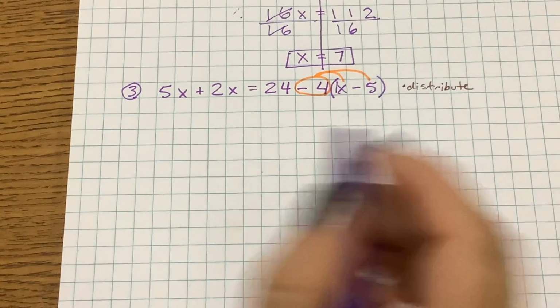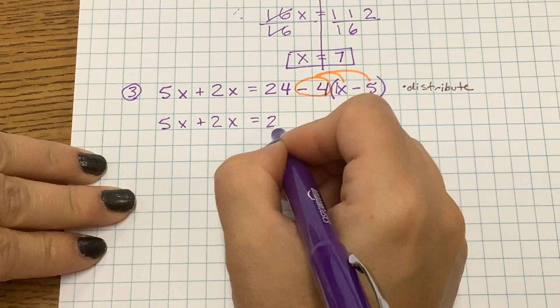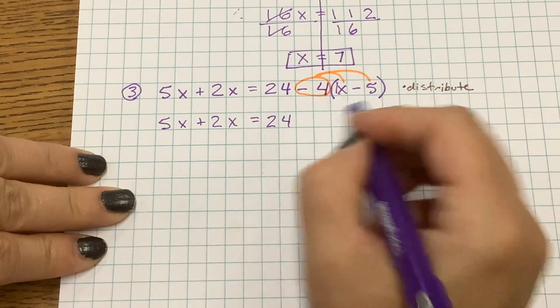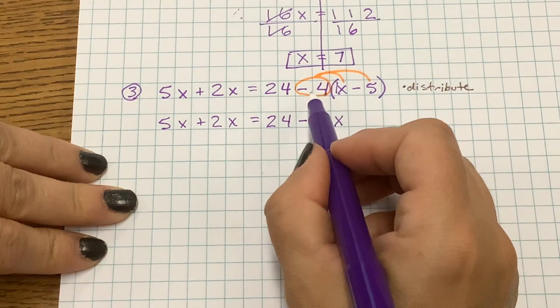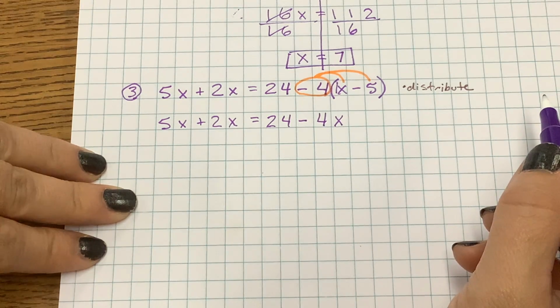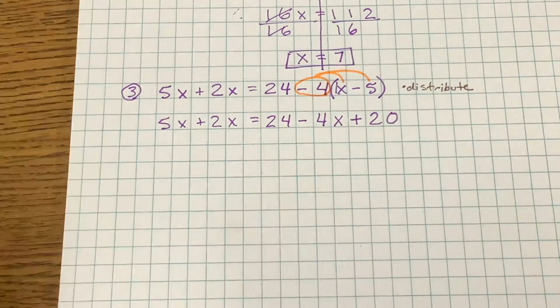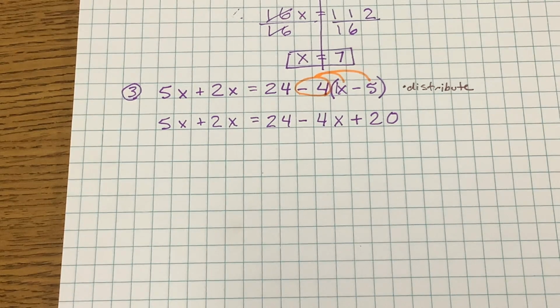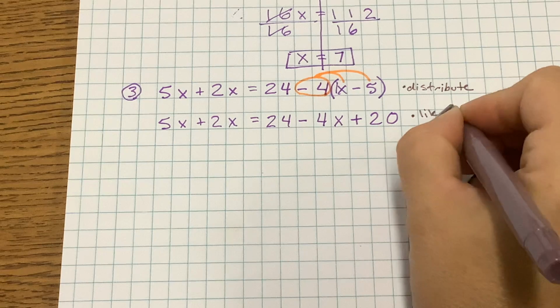Okay, so once we distribute, we end up with 5x plus 2x equals 24. And what's -4 times 1x? -4x. And -4 times -5? And is it positive or negative? It is positive. All right. Now, what should we check for next? Like terms. Are there like terms?